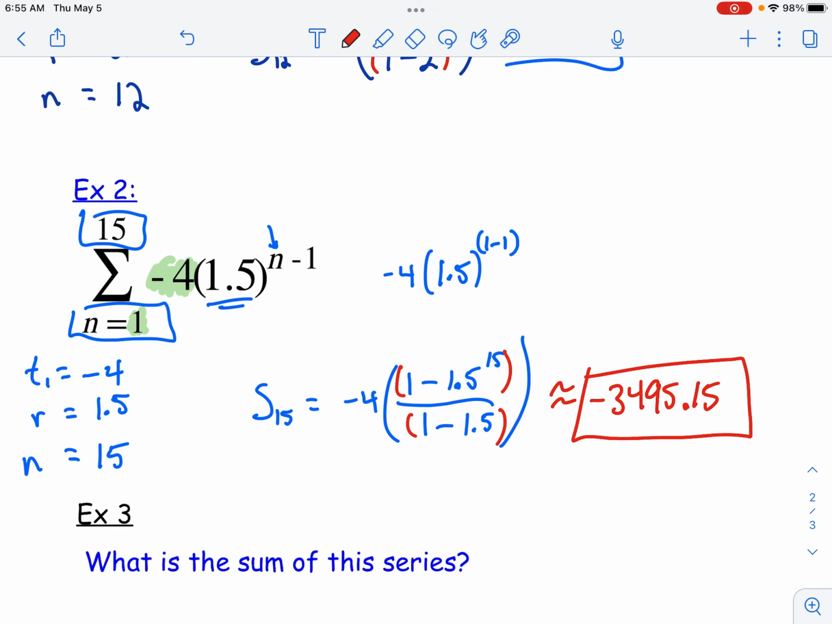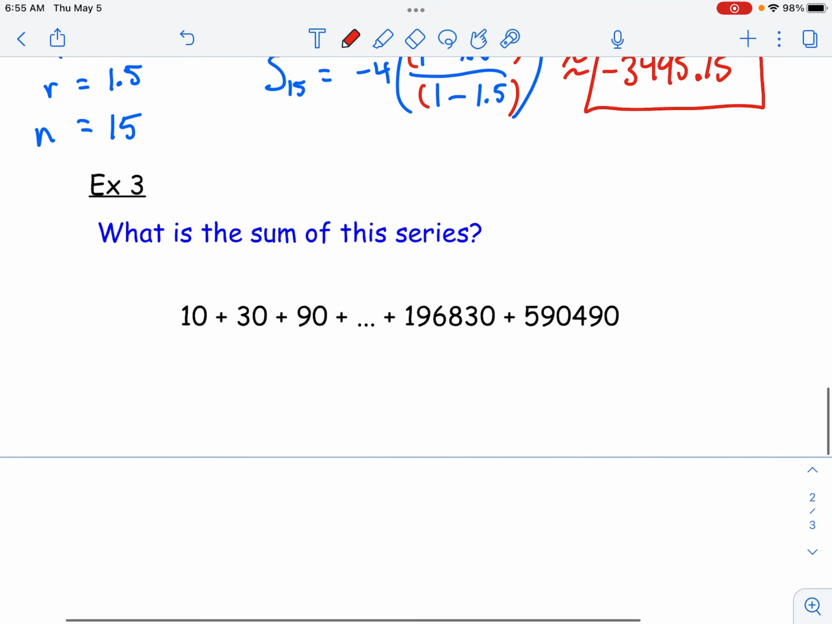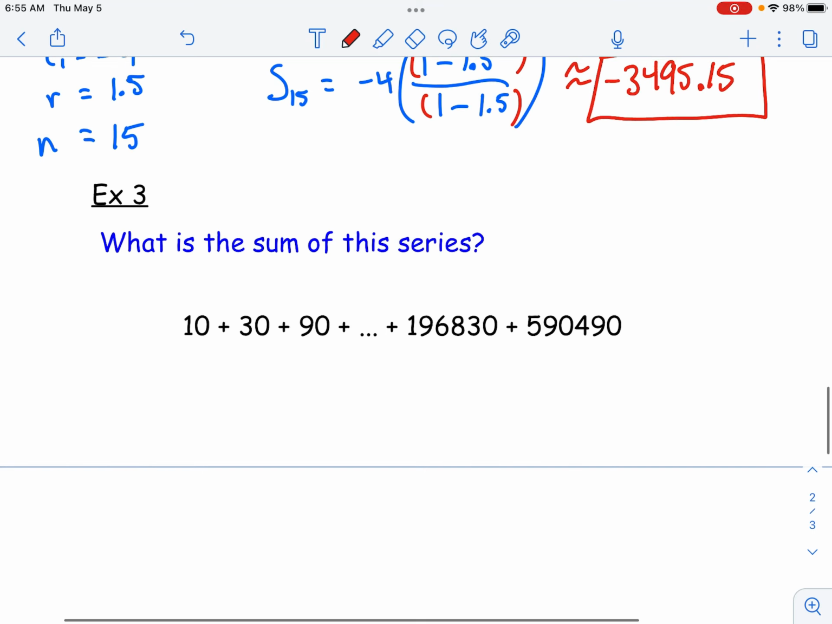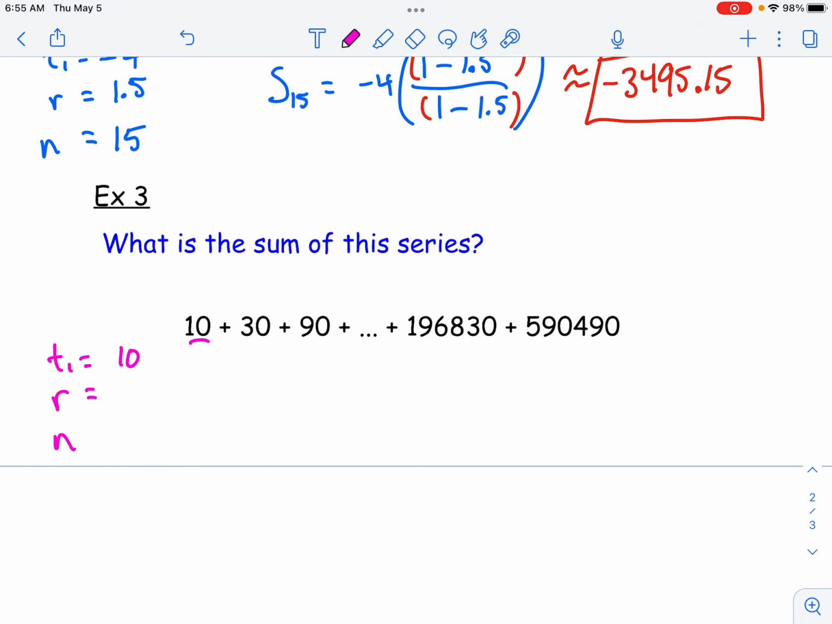Okay, last one, and then hopefully you kind of got the idea. It says, what's the sum of this series? Well, let's figure out the 3 things that we need to know for this. So for term 1, that's 10. Not too bad. That's just the first term. Our rate and our number of terms.